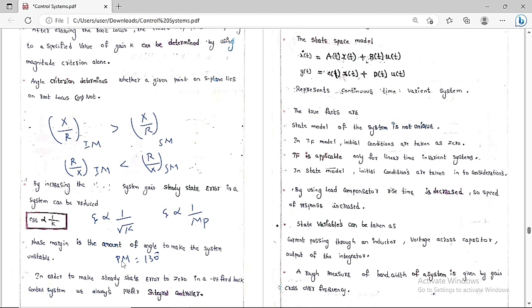The next point is, in order to make the steady state error 0 in a negative feedback control system, we always prefer the integral control. I already told you, whenever you use the integral control, you get 1 by s terms. So the steady state error decreases because it is nothing but a lag compensator. Lead compensator is basically used to improve the transient response, whereas lag compensator is used to improve the steady state response.